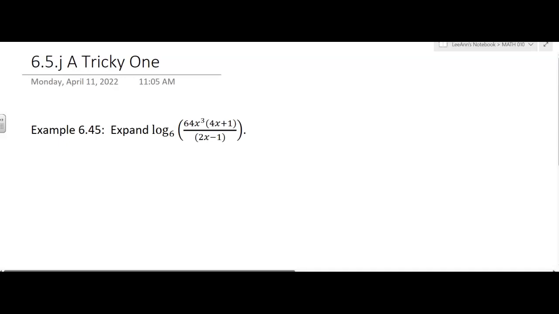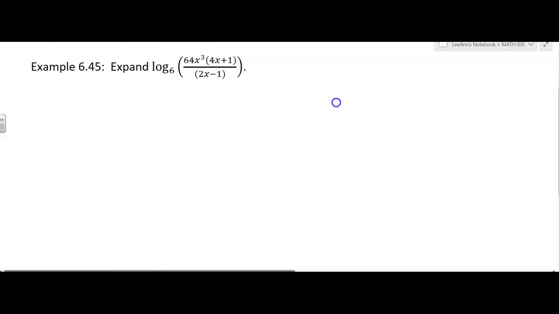Okay, so I titled this video a tricky one. In the book they call it a complex one, but I didn't want to use the word complex because I didn't want you to think of complex numbers. But anyway, it says to expand this logarithmic expression, and it's log base 6.